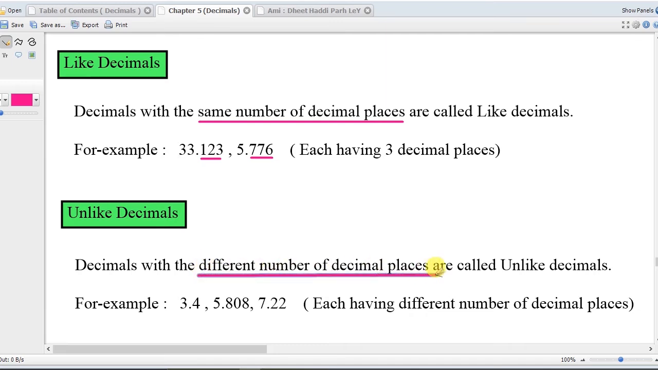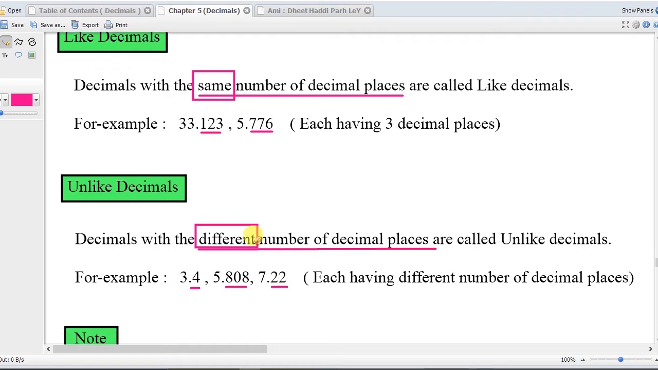Decimals with a different number of decimal places. When we have the same number of decimal places, we name them like decimals, and when we have a different number of decimal places, we name them unlike decimals. So here is an example: 3.4, 5.808, 7.22. All these numbers have different numbers of place values, so they are called unlike decimals, right?